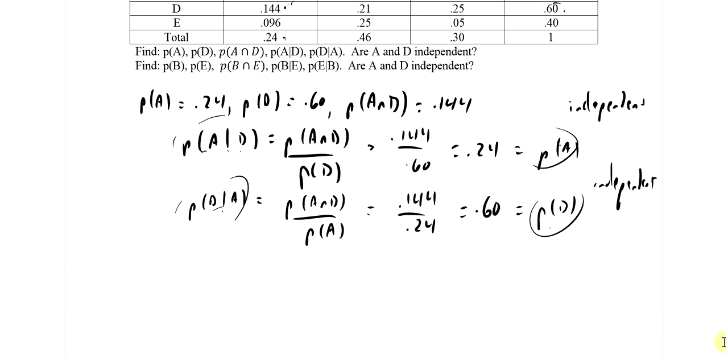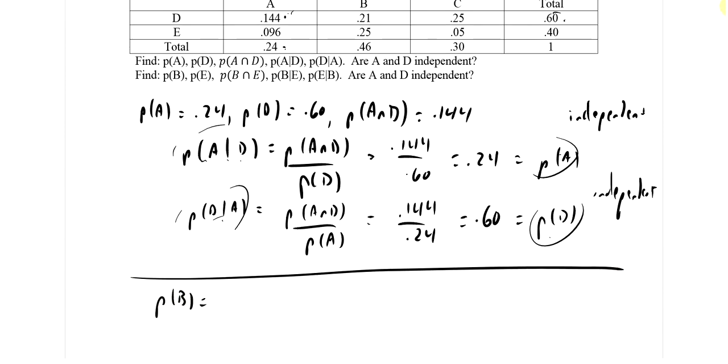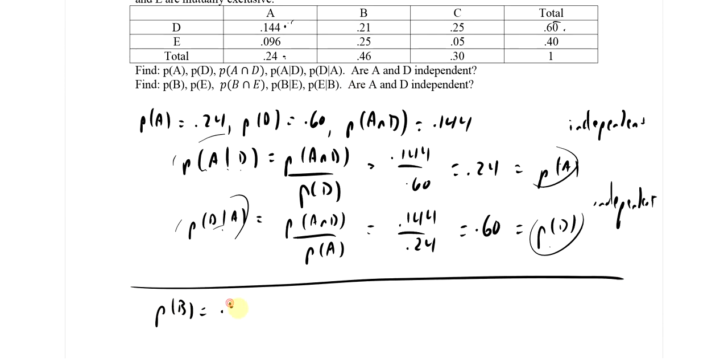Okay. And then a similar thing for what's the probability of B. The probability of B is 0.46. Probability of E, that's this row. So the probability of E is 0.40. The probability of B intersection E is this number, 0.25.